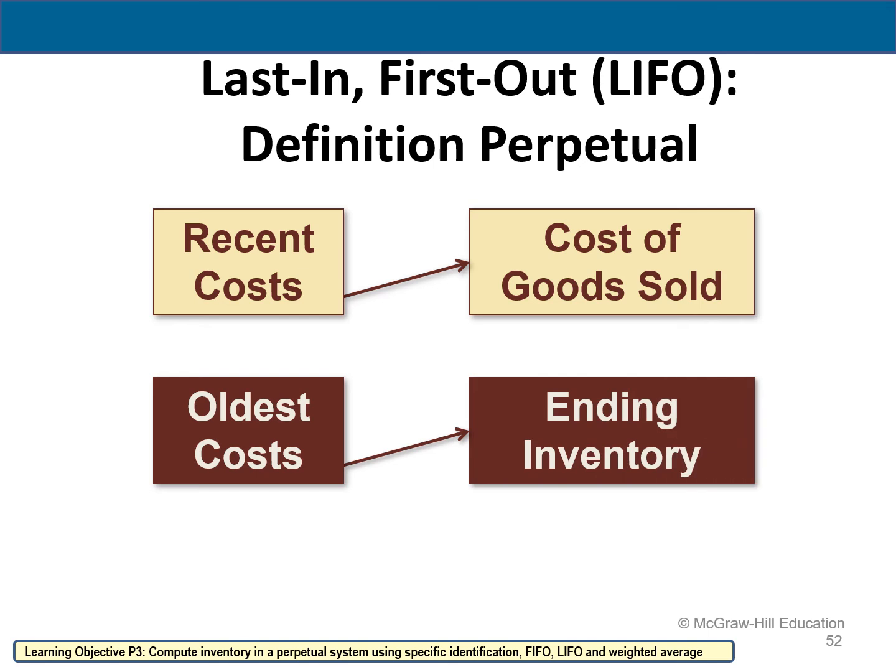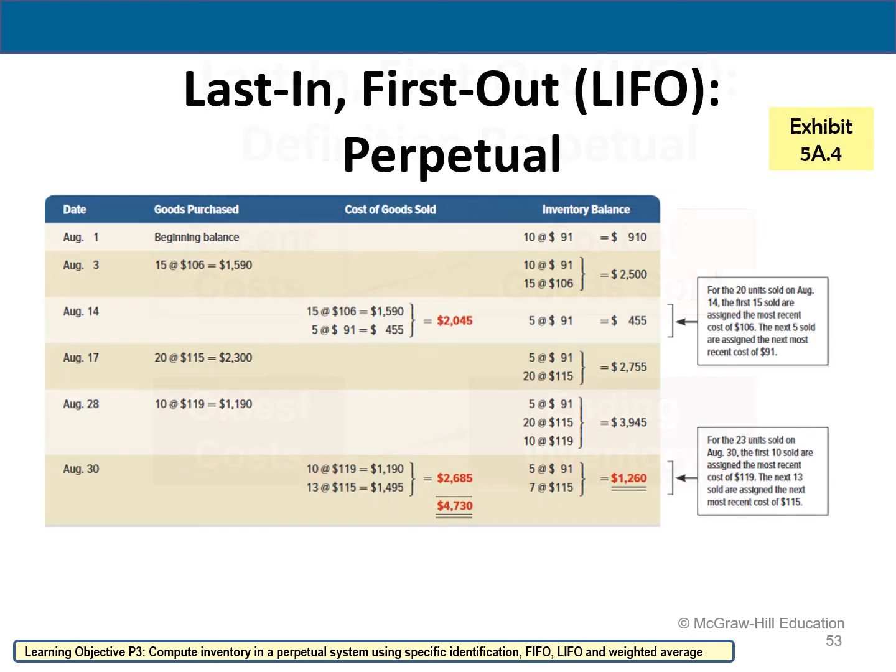So our last in, first out under a perpetual system, our recent costs are the first to hit cost of goods sold, and our oldest costs are in ending inventory. All right, so under the last in, first out method, we've got our 10 units that we started with at 91. We buy another 15 at 106. Then we sell on August 14th. We sell 15 at 106 because that's the most recent from August 3rd. And then the other 5 come out of our beginning inventory at 91.